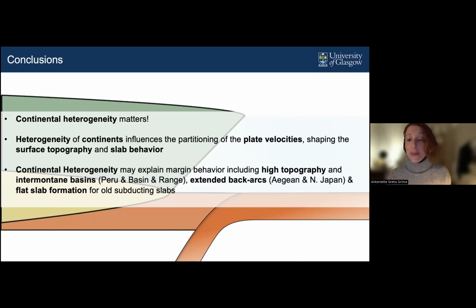And this might explain why we see, for instance, some regions with extended and really big back arc regions and other regions where the back arc is very narrow and not as extended, and why perhaps we can get these intramontane basins in places like Peru and the Basin and Range.